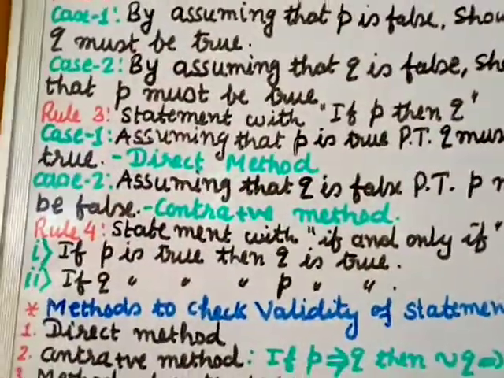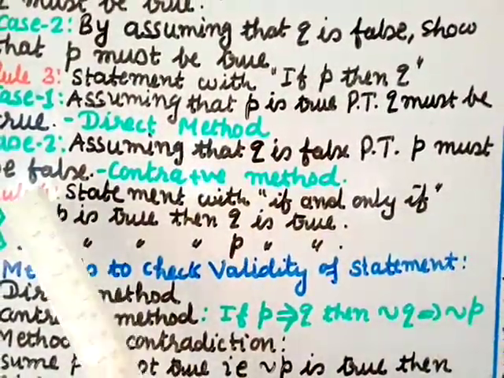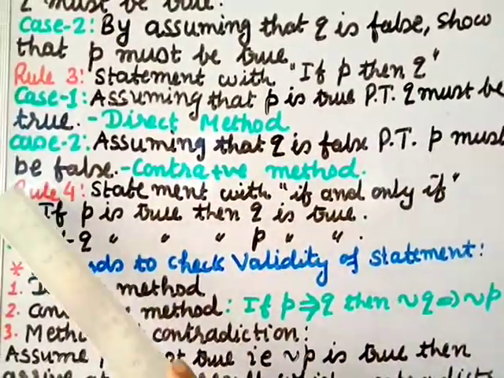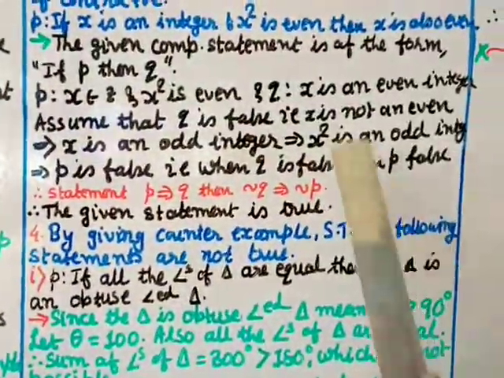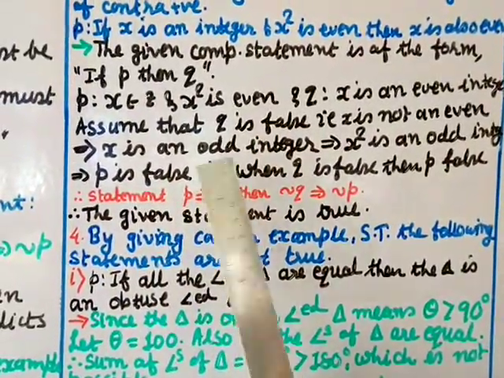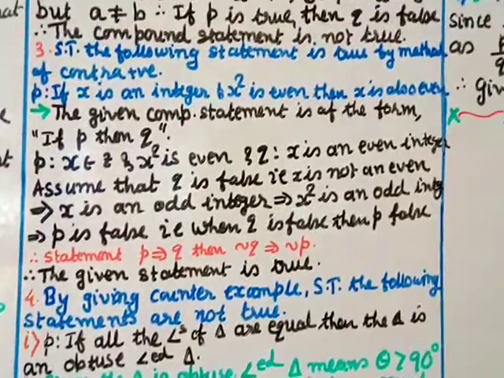Okay, so what we have proved, using this contrapositive method, is that I assume that Q is false and we prove that P must be false. Okay, so that is what we proved. We assume that Q is false and we prove that P is also false, right? So we can say the given statement is true.